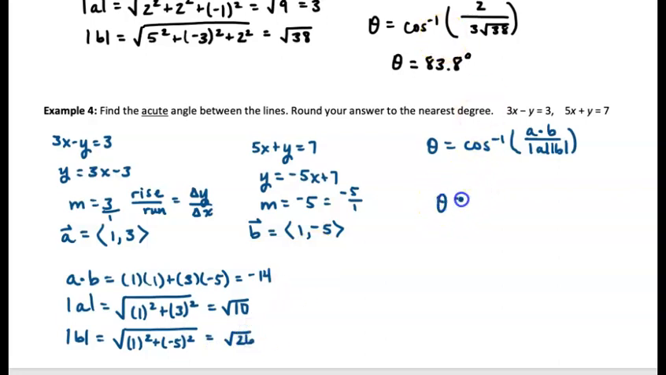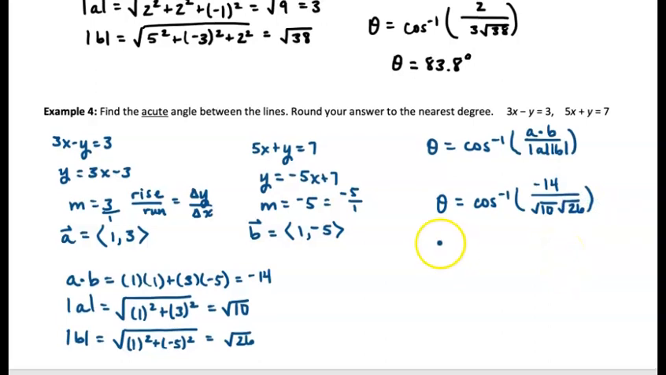So let's find that angle. Plugging these values into our formula, let's go to our calculators and see what we get. All right, calculator says this angle is about, and I'll just round to the nearest tenth, just because this is an intermediate step here, 150.3 degrees. But now we want to find the acute angle between the lines.